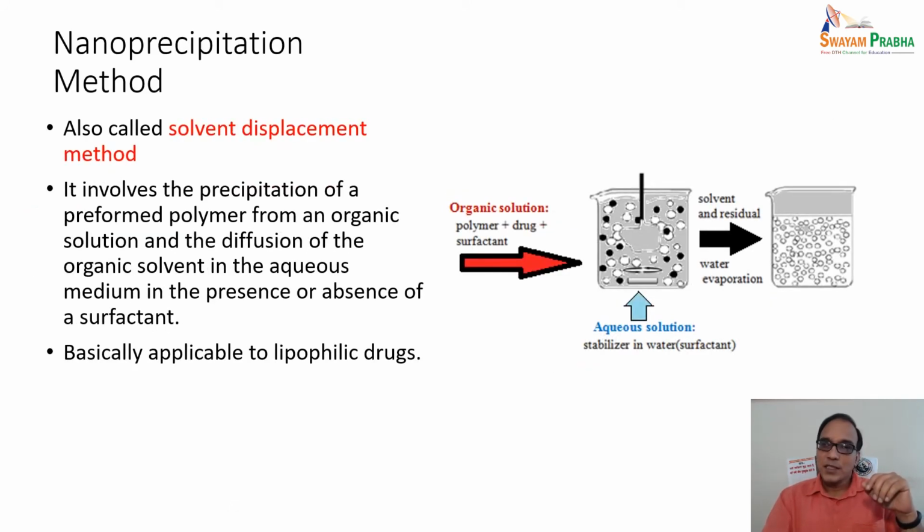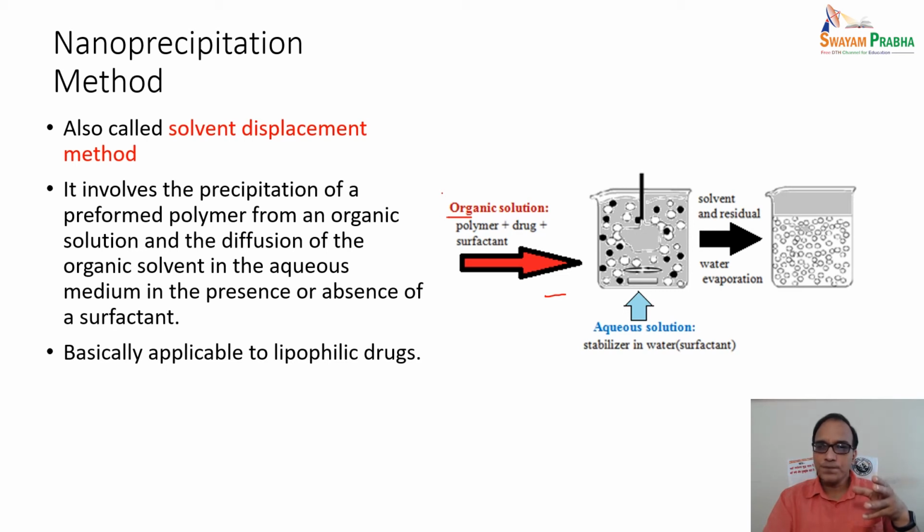Nanoprecipitation method. It's also called the solvent displacement method. What we are doing here is taking the organic solution, polymer and drug and surfactant. It involves the precipitation of a preformed polymer from an organic solution and the diffusion of the organic solvent in the aqueous medium, in the presence or absence of surfactant.